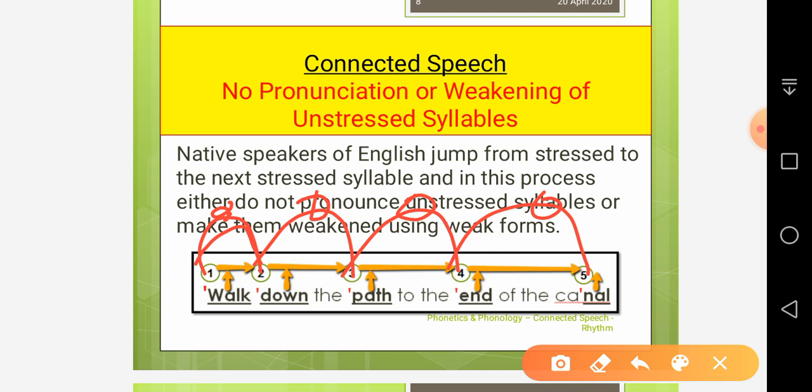In the fourth semester, I think we should not go into detail, but I have tried to explain what is rhythm and what is stress timing.